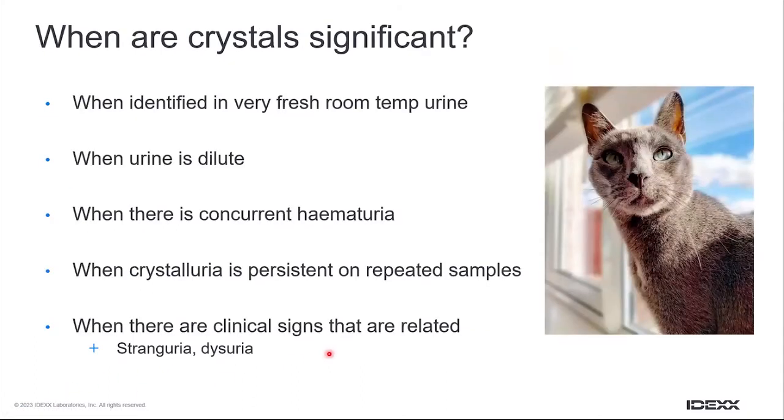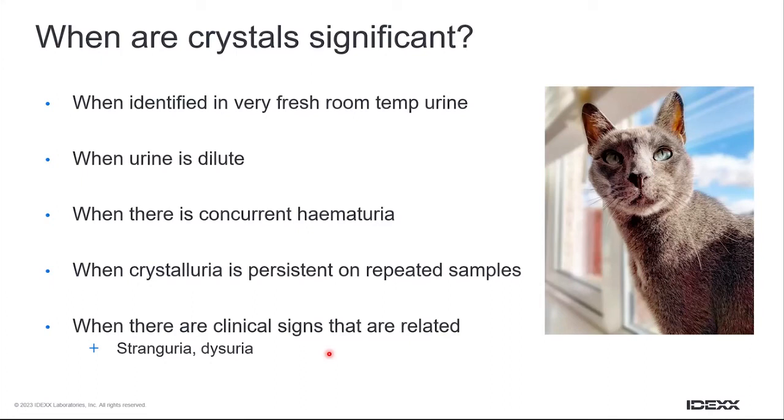So when are they significant? Well, there's a number of circumstances where I'm more likely to be concerned about the presence of crystals. The first one is if they're identified in very fresh room temperature urine. So if you've sent your sample to the lab and it's more than 24 hours old by the time the sample is analysed, or worse than that if it's been sent over the weekend, and it says that there's either struvite or calcium oxalate crystals present, that may not be representative. They may have precipitated in transit.